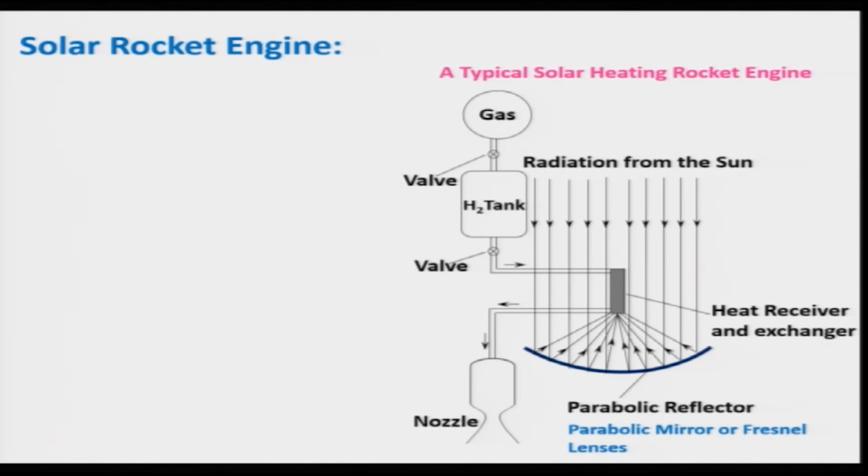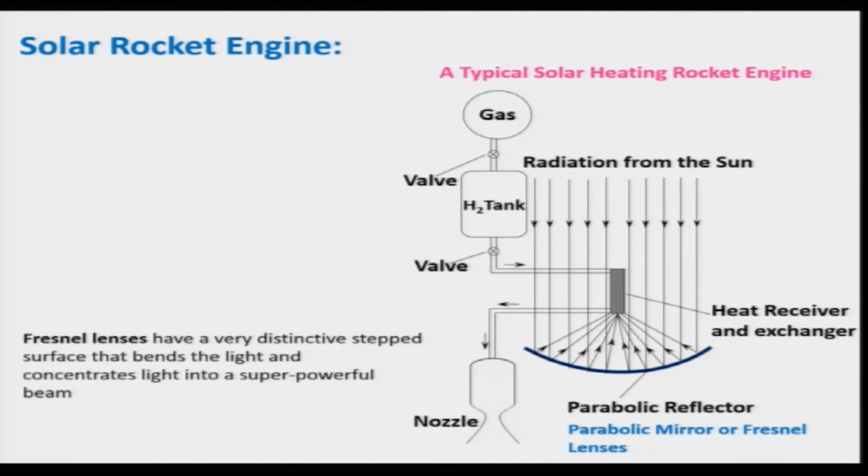If you remember, Fresnel lenses have a very distinctive stepped surface that bends the light and concentrates it into a super powerful beam into this heat receiver or heat exchanger, in which the heat is transferred from these rays to the propellant, and this high temperature, high pressure propellant goes through the thrust chamber, and then it is expanded in a nozzle so that you can get the thrust, right.